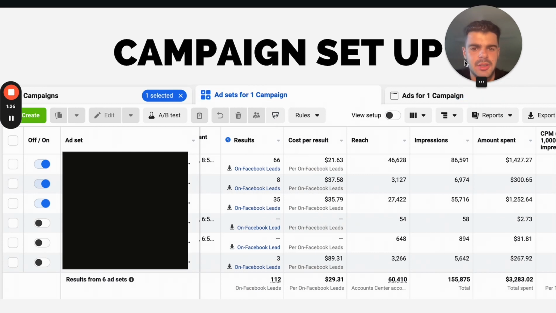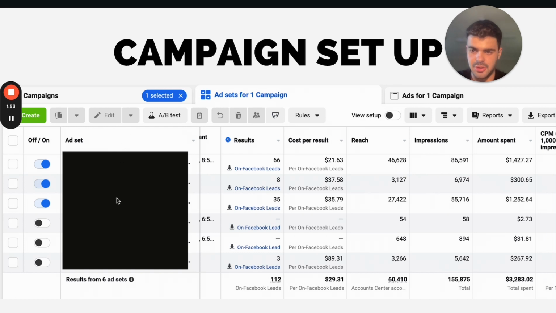So campaign setup. This is the structure that we use. We're using a CBO campaign. We started off on $85 per day, and then by the end of the month we're actually at $125, which is why you see roughly $3,300 spend. I actually missed a day in this screenshot, so you can see there's one less lead in here than the previous screenshot. But you can see that we're running a CBO.